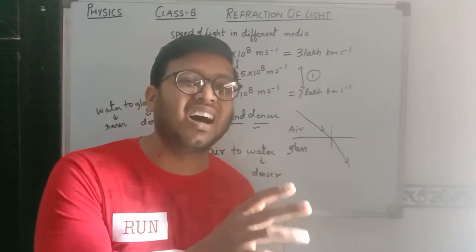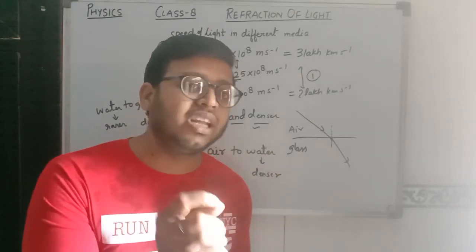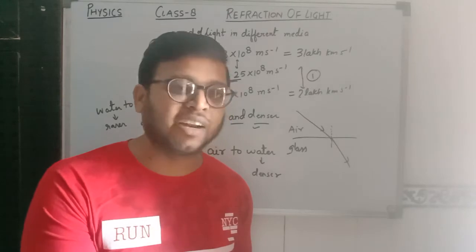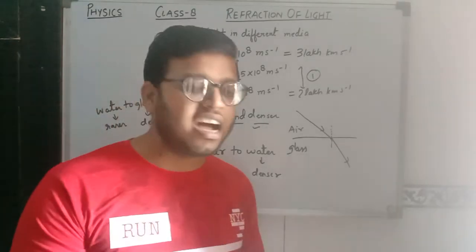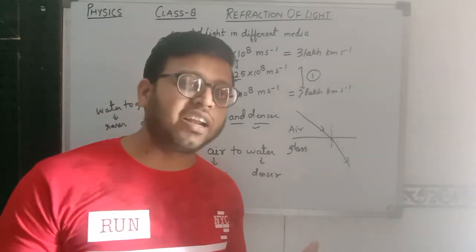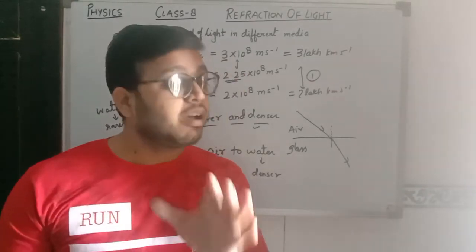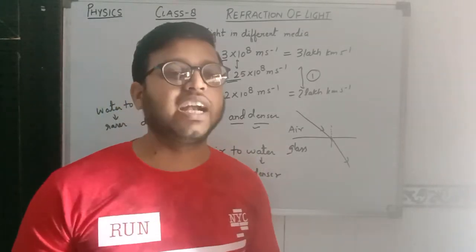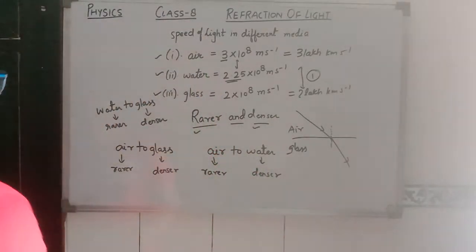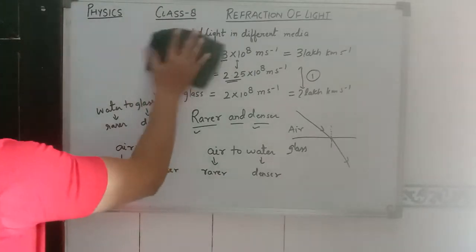Where the two media are separating each other, only at that point will the light get refracted. Otherwise, the light ray will move straight. If a light ray is moving in glass, it will move straight. If the light ray is moving in water, it will move straight. If the light ray is moving from air to water or air to glass, then it will get bent. So this is the concept of refraction of light.